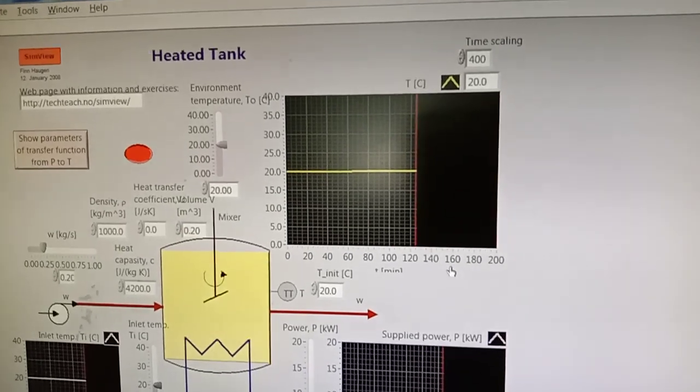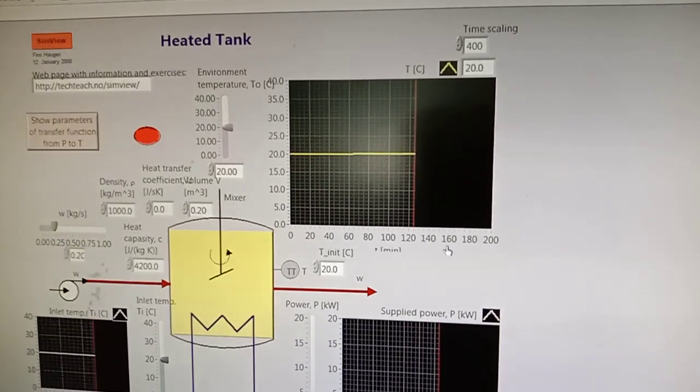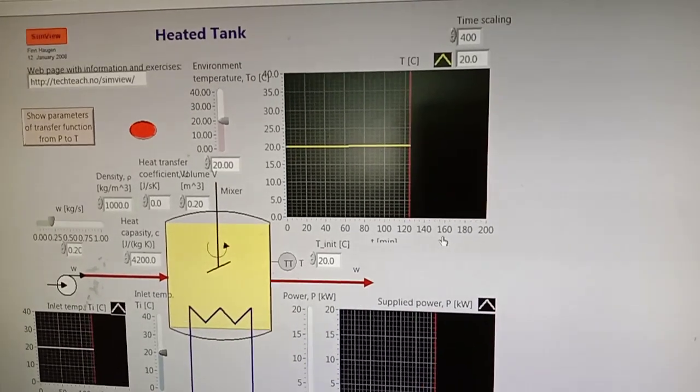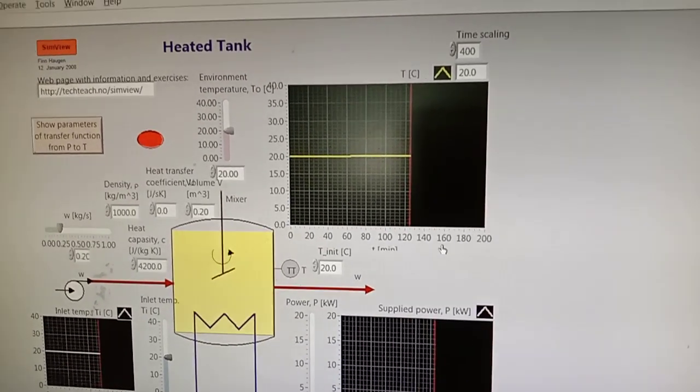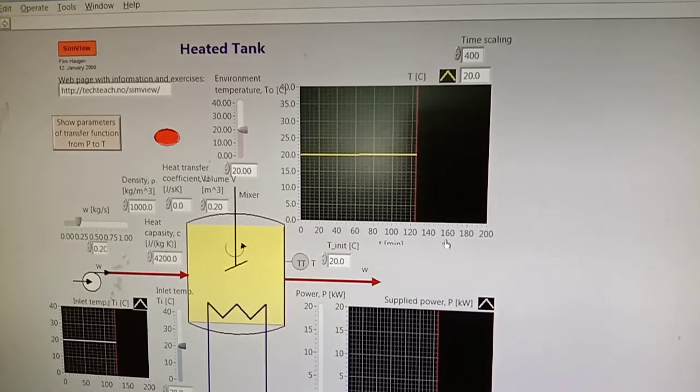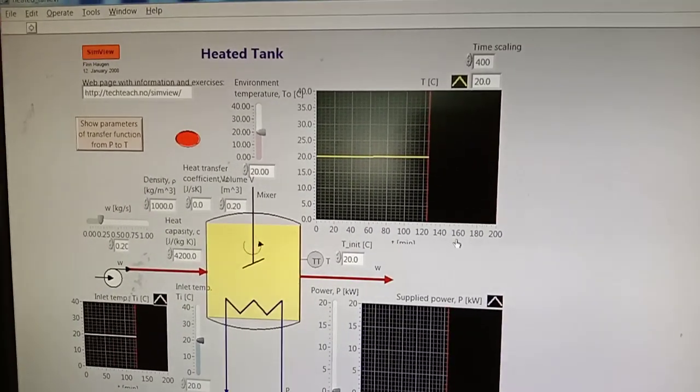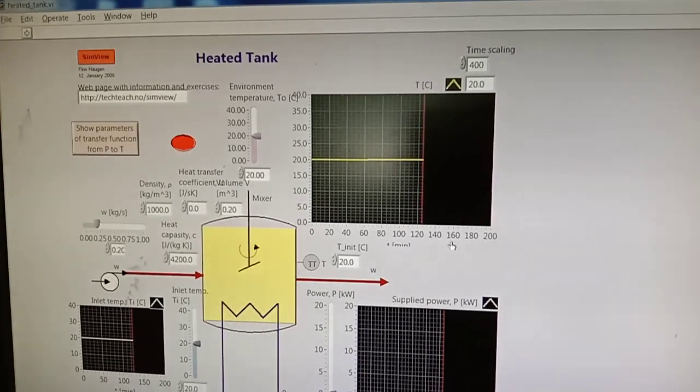So here the basic idea is that no control system is incorporated in this. Here a heated tank is there. What is the job of a heated tank? It has to heat the water.